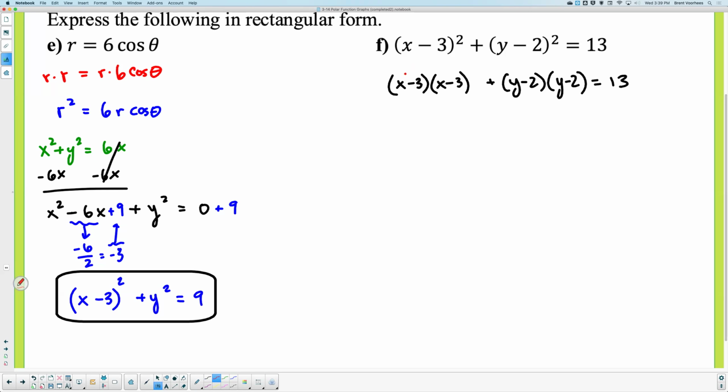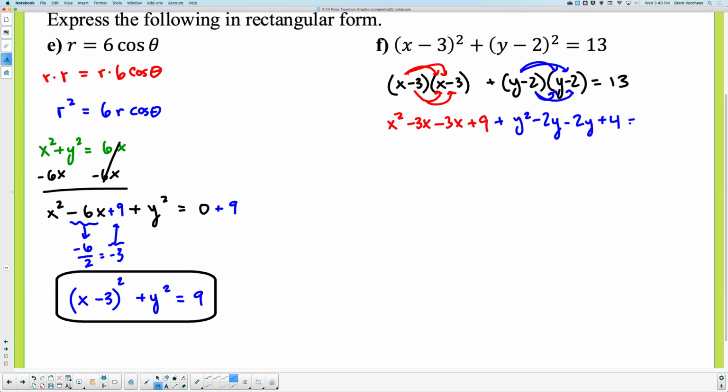And so when I multiply this, I would have x squared. I'm FOILing or distributing. I'd have a negative 3x, a negative 3x, and a positive 9. Over here, I would have a y squared that's being added, positive y squared, a negative 2y, another negative 2y, and finally, I'd have a positive 4 equals 13.